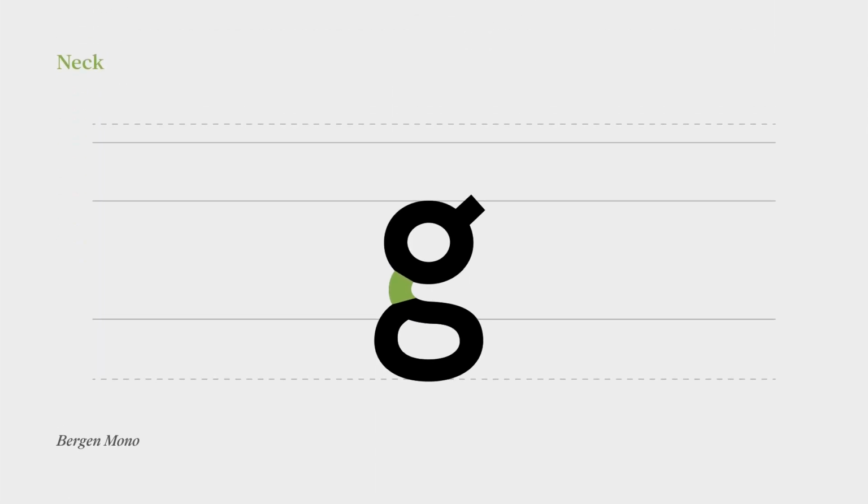N is for neck. The neck, also known as link, is a small curved stroke connecting the upper bowl with the lower loop in the double-story lowercase g.